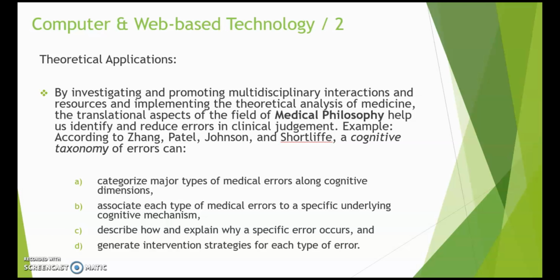C, describe how and explain why a specific error occurs. So as you can see here, we have both mechanism and process, the how and the why. And finally, D, generate intervention strategy for each type of error. Now, this from a psychological standpoint is a much more effective way to categorize this type of errors in comparison to the commonly used brainstorming.